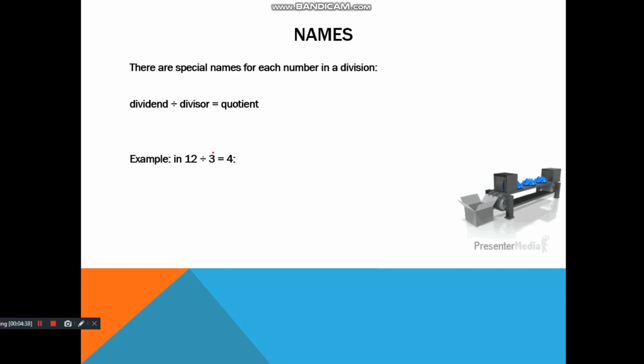Now I am just going to tell you the special names for each number in a division. For example, 12 divided by 3 equals 4. So what is 12? 12 is the dividend. The number by which we are dividing is the divisor. So 3 is the divisor and 12 is the dividend.